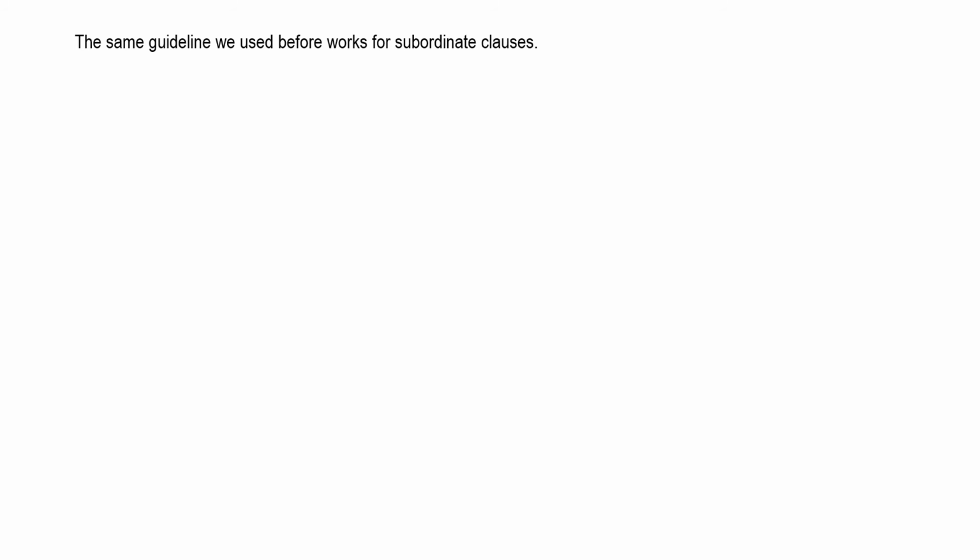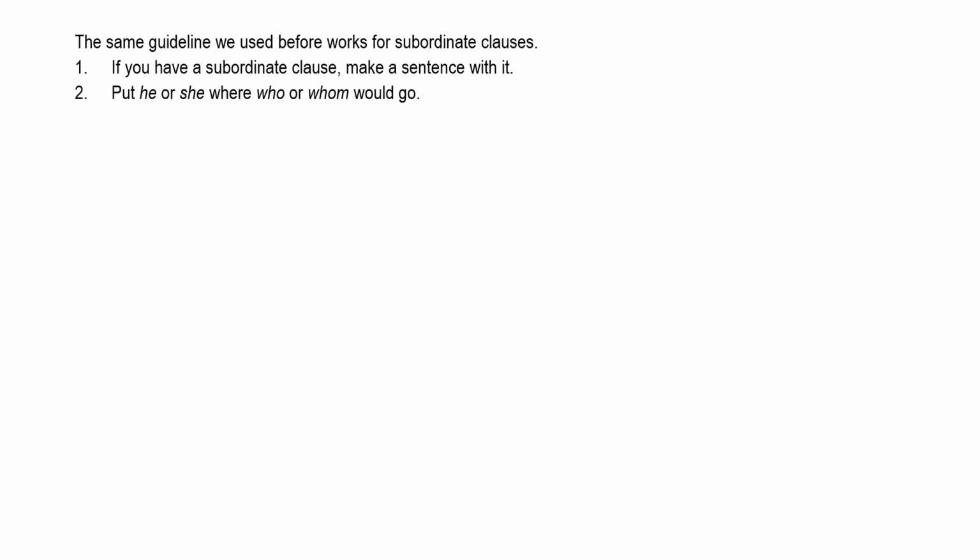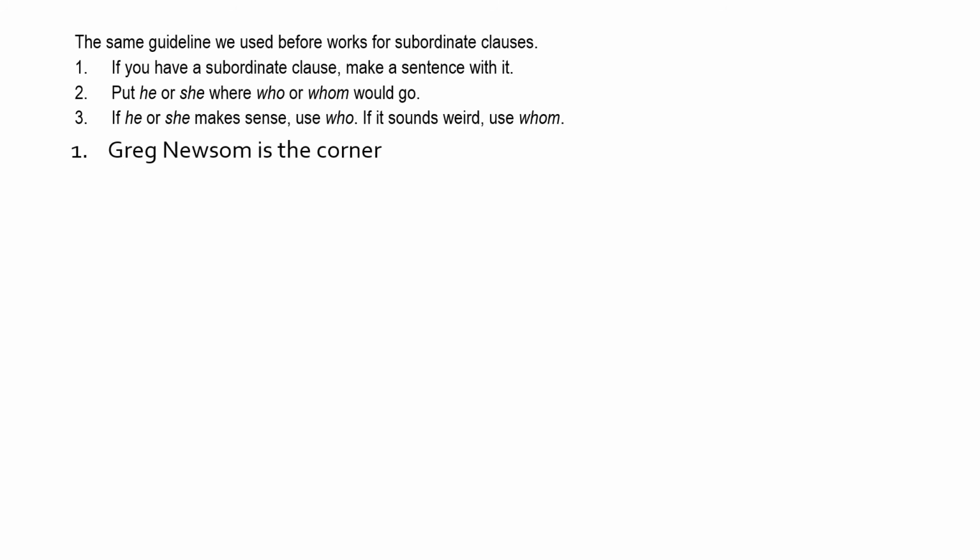The same guideline we used before works for subordinate clauses. If you have a subordinate clause, make a sentence with it. Put he or she where who or whom would go. If he or she makes sense, use who. If it sounds weird, use whom.